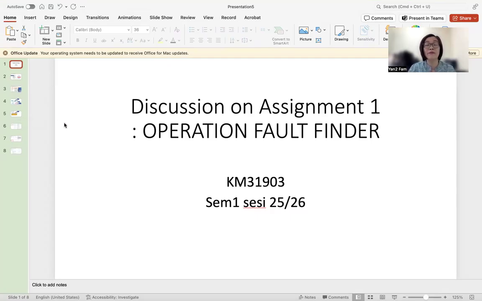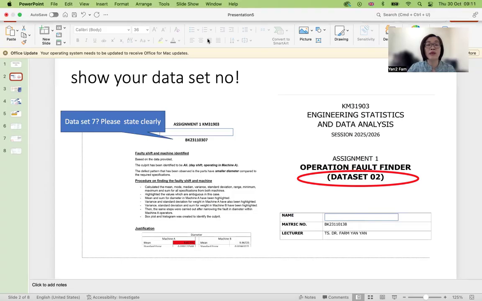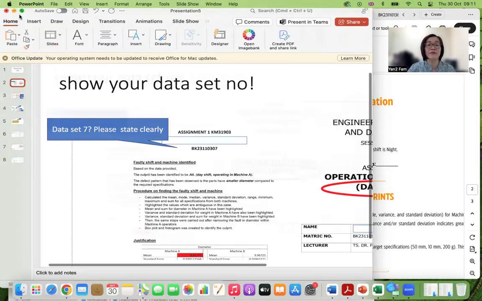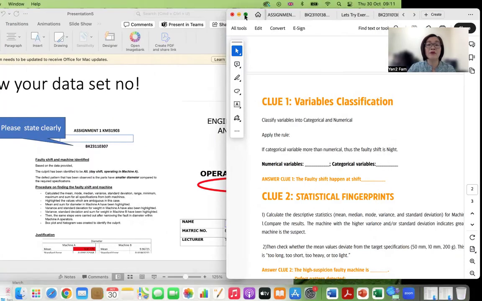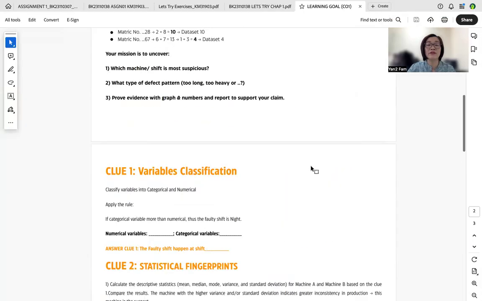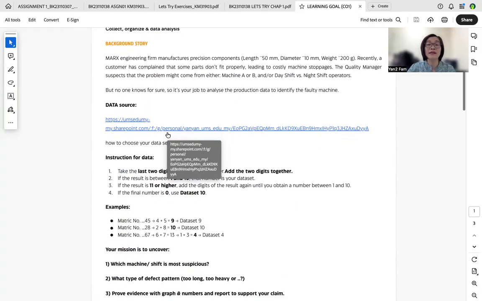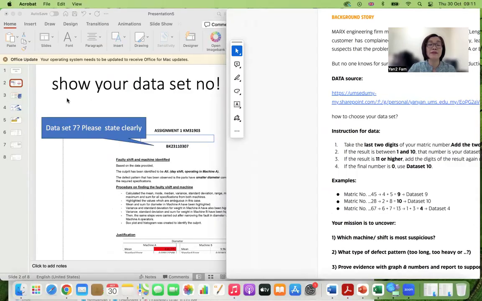That's topic one. So let's get into it. Let's have a look at our assignment. If you look at this, our assignment is actually given with a background story and the data source. So please clearly mention the data source. And why is this important?